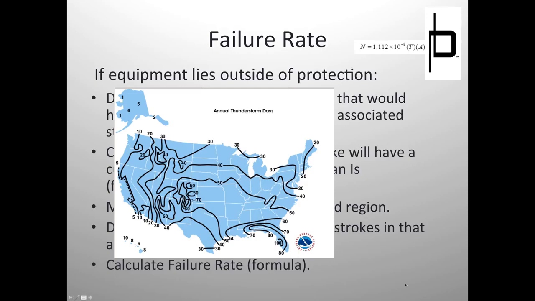A few things you'll notice. This is the Tampa area. They have some of the most lightning on the planet. Out of 365 days, 100 of them have lightning. Whereas in Southern California, you can see they have 5 or fewer days out of 365.